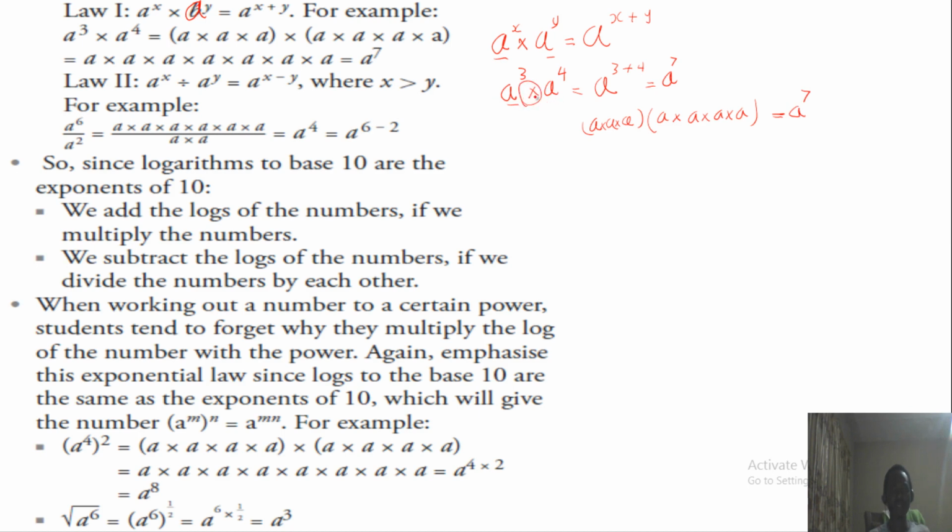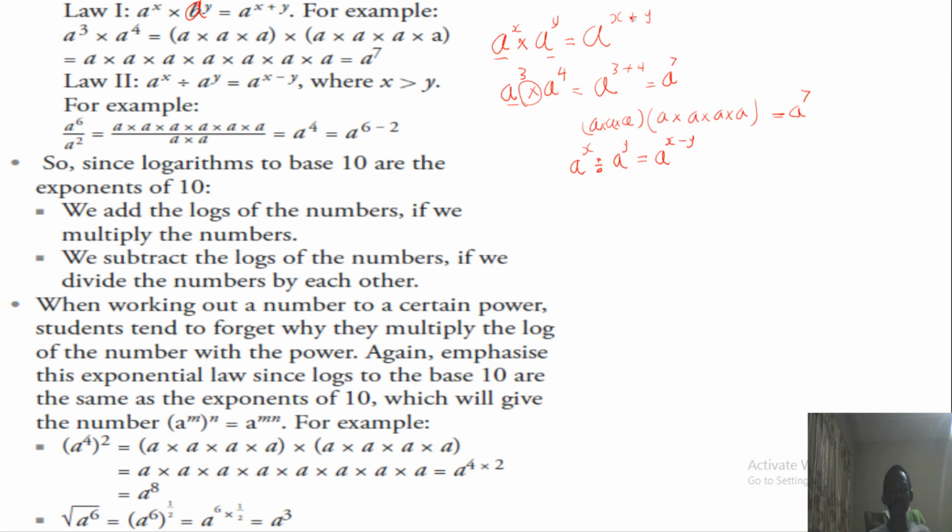But if it is in another case when you have a raised to power x divided by a raised to power y, automatically here you're going to have a, but here it will be x minus y. Well, the sign will change. If it is division, it will change towards subtraction. If it is multiplication, the power will change towards addition.